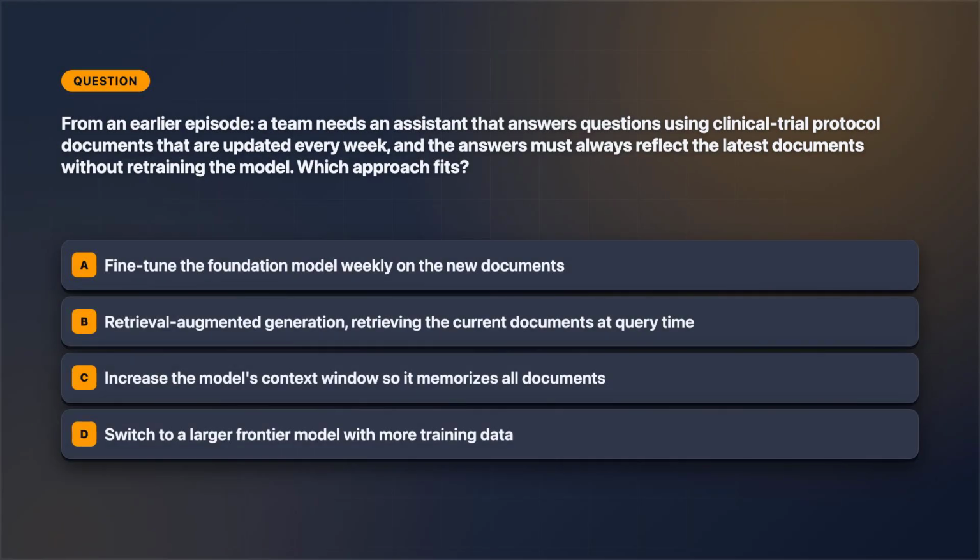Question 5, and this one tests a concept from an earlier episode. A team needs an assistant that answers questions from clinical trial protocol documents updated every week, and the answers must always reflect the latest documents without retraining the model. Which approach fits? Option A, fine-tune the foundation model weekly on the new documents. Option B, retrieval augmented generation, retrieving the current documents at query time. Option C, increase the context window so the model memorizes all documents. Or option D, switch to a larger frontier model with more training data. Got your pick? Let's see.